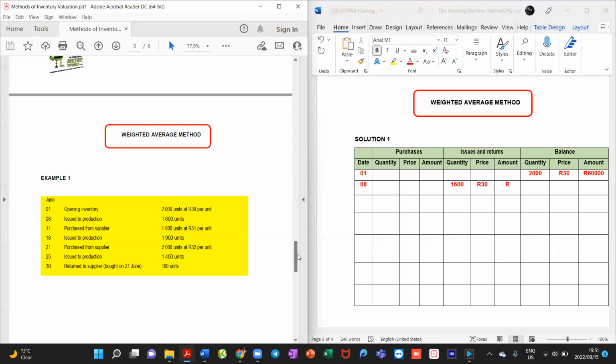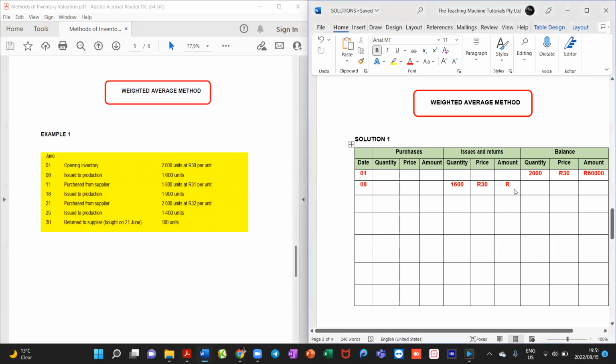How much is 1.6 times 30? 48,000. Okay. So if you issued 1.6 from 2,000, it means that you remained with 400, at the very same price per unit, 30. How much is 400 times 30? 12,000. Okay.